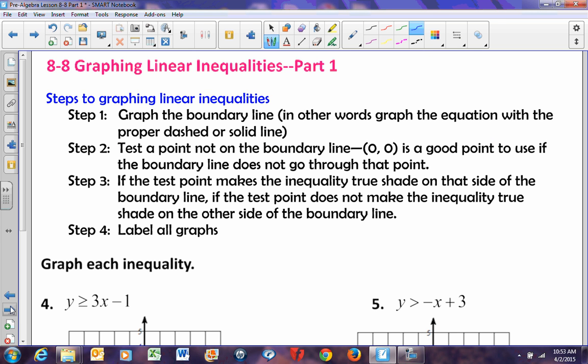Steps to graphing linear inequalities. They graph very similarly to linear equations. Graph the boundary line. In other words, graph the equation with the proper dashed or solid line.